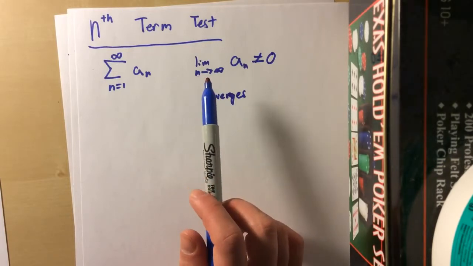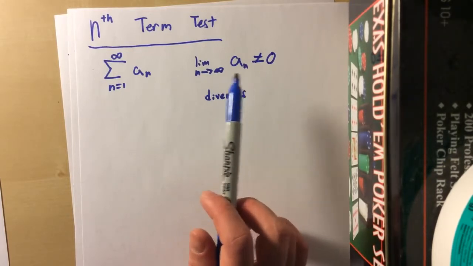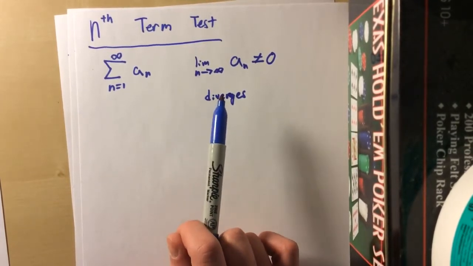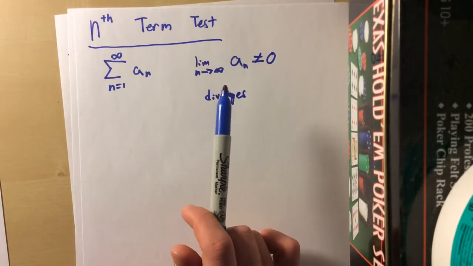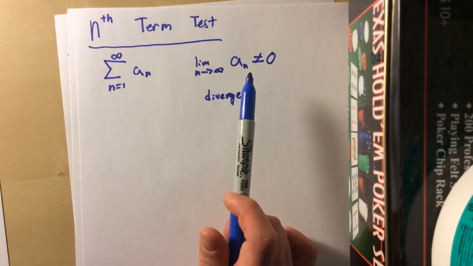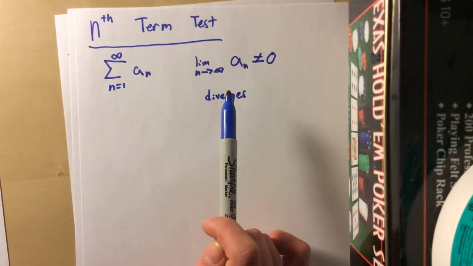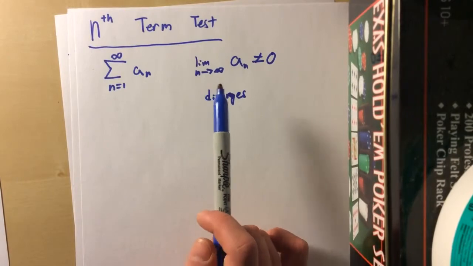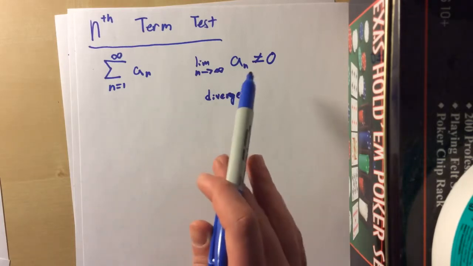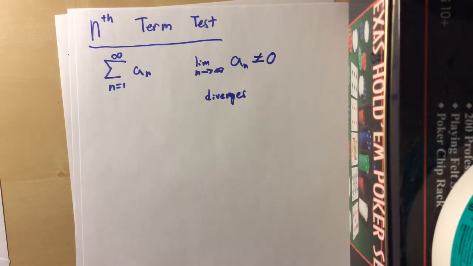If the limit as n goes to infinity of a sub n is equal to 0, well then we can't go ahead and say that it converges. We just can say that it passed the nth term test. If it fails the nth term test and it's not equal to 0, well then right there we can go ahead and say that it diverges. This is usually one of the easier tests, and it's probably something that you'd like to try out first on a test, because if it fails and the limit as n goes to infinity of a sub n is not 0, well then right there you're done.